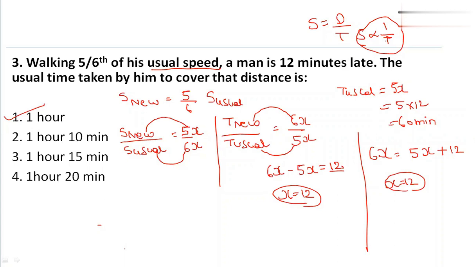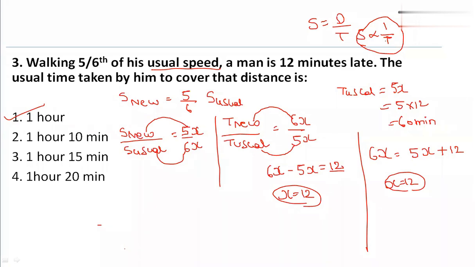I'll tell you one thing. As you are troubling to understand the storyline in the question, I wrote everything in detail. Actually, this much explanation is not required. 5 by 6th of usual speed means there only you need to guess it's 6 by 5th of usual time. If that is the case, one part is the difference for time. So one part equal to 12 minutes, 5 parts equal to 1 hour. That's it. No need to use any calculation process for this.